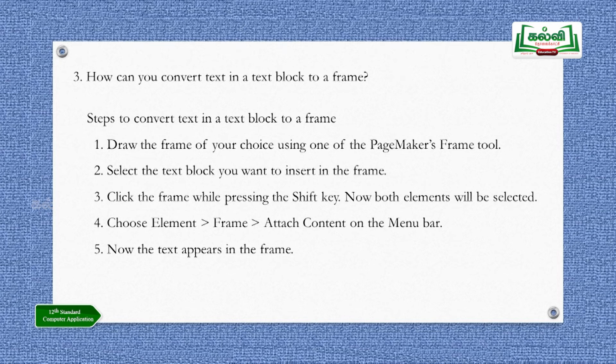Now, after selecting, in the menu you have element, frame, attach. Go to the menu bar and click the element item. A pull down menu will come. There you will have frame. In the frame, you select attach content. Now, the text will appear in the frame.